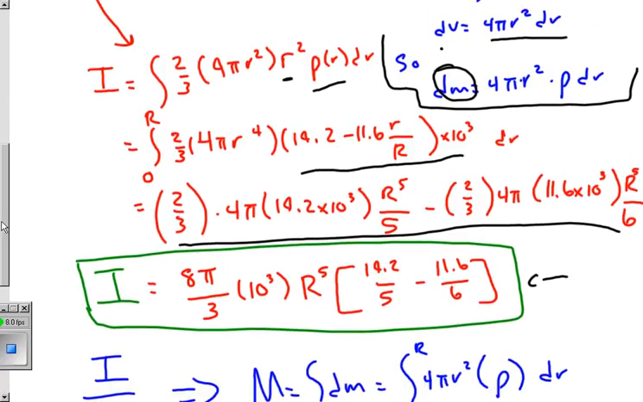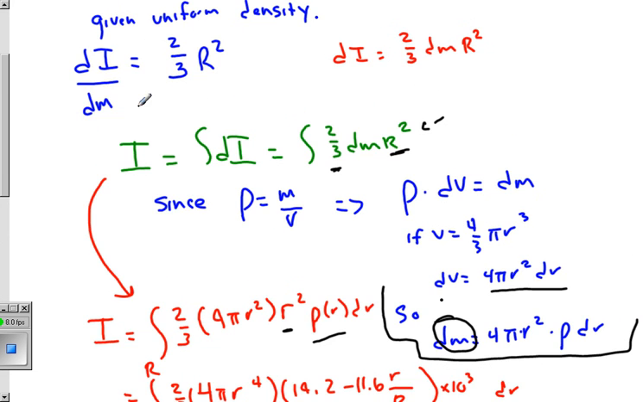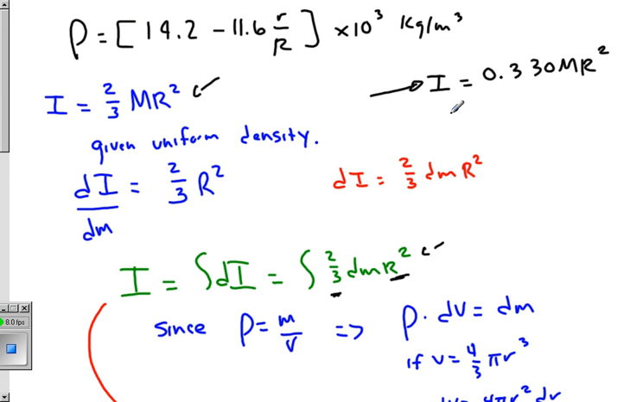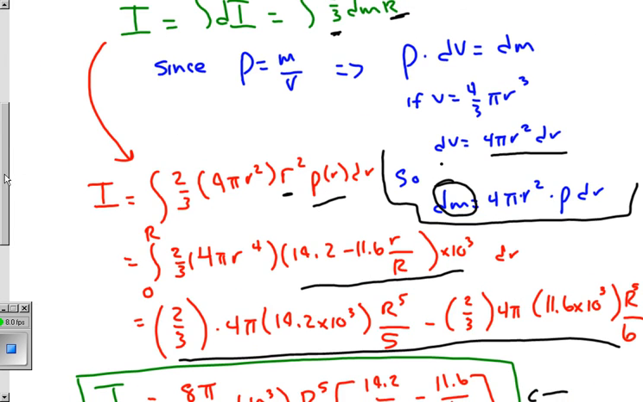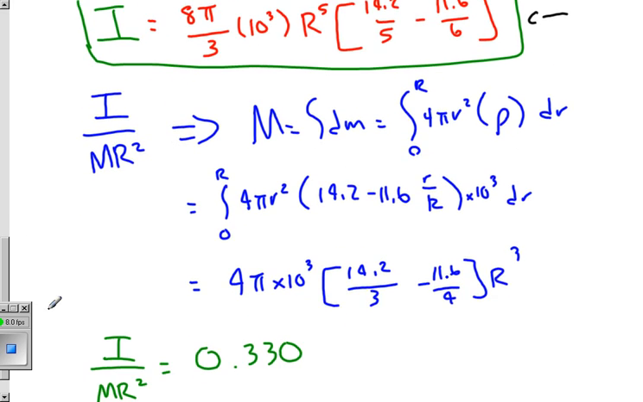If we're trying to prove that our moment of inertia for the Earth is given by 0.330 mr squared, that means if we take our I and divide it by mr squared, as you see right here, we should get 0.330. Now that involves coming up with an expression for the total mass of the Earth. Well, we have the density of the Earth, so if we integrate our individual dm's here, we should be able to get the total mass of the Earth. And so that's what I did right here.